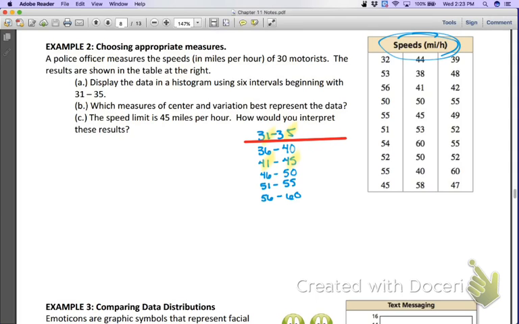So once I'm done as far as my table is concerned, then it just becomes how many values do I have between 31 to 35? Well, 1. Any more? Go down. 31 to 35. Do I have any more than just the 32? Nope, so that's 1.